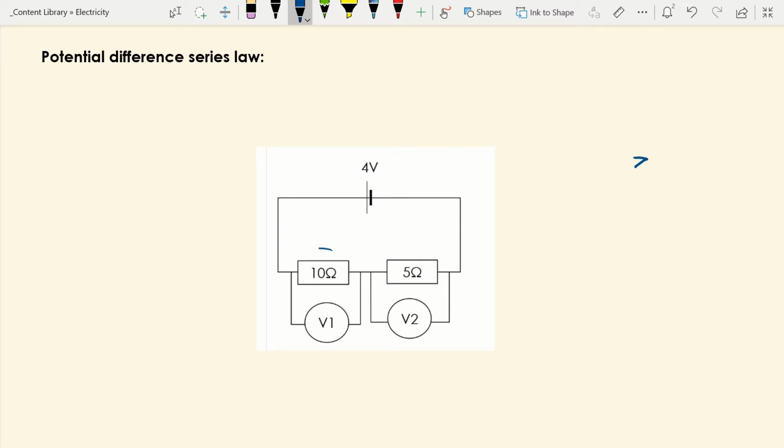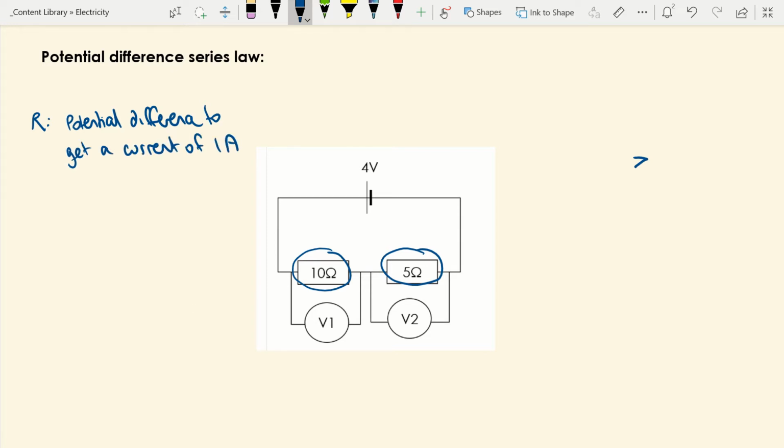So the key here again is looking at the two resistances, because that's important. So potential difference works the opposite way to how current works. So we said on the previous question that a bigger resistor will get a smaller current going through it. It's exactly the opposite for potential difference, because the way I want you to think about the resistance is its potential difference to get a current of 1 amp. That's how I think about what resistance is.